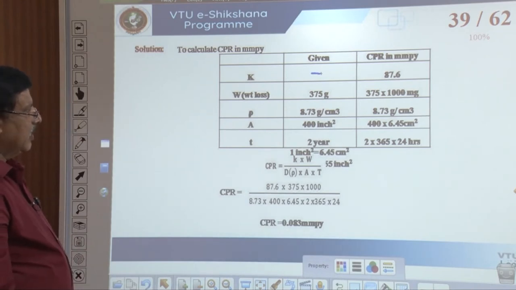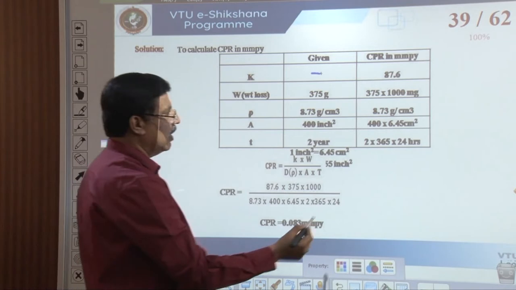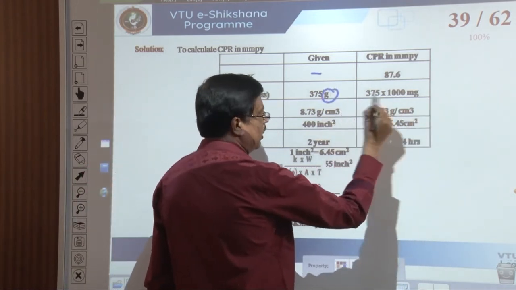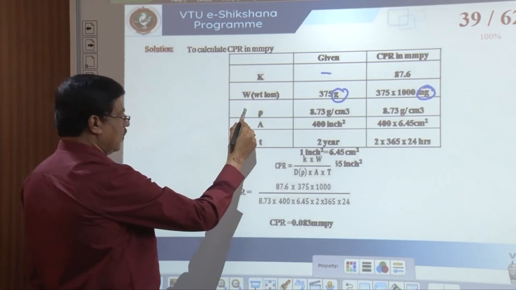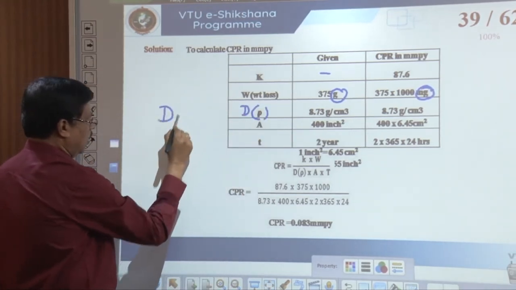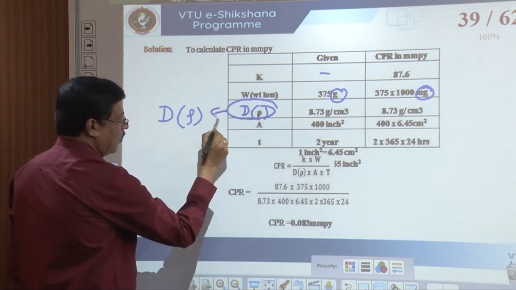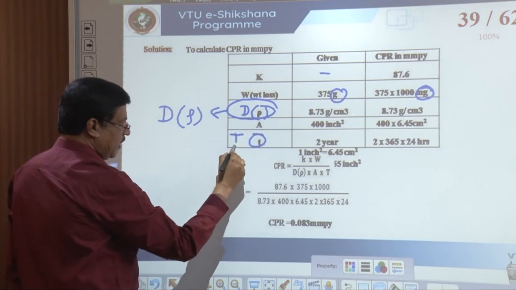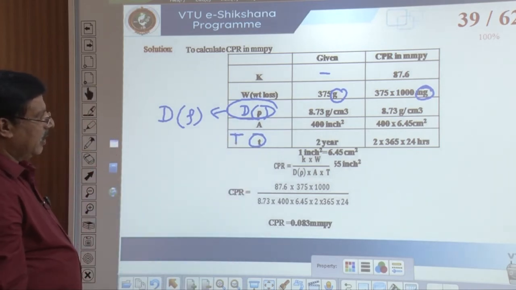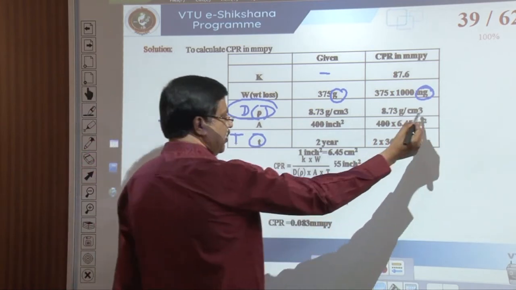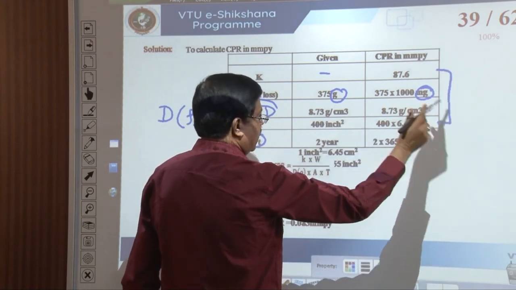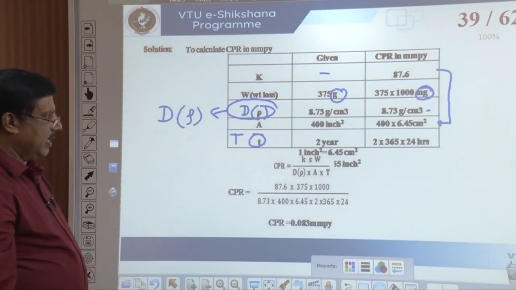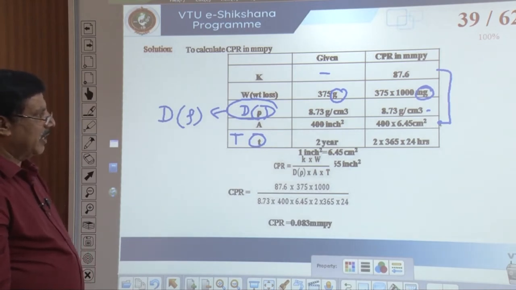Now for millimeter per year you have 87.6, that is a constant. 375 gram is converted into milligram, that is into 1000, and the density rho, and this should be capital T. So 375 gram is converted into milligram and 8.73 gram per centimeter cube, and only these two values are changing always. The K and A, where only area in centimeter squared, give millimeter per year.